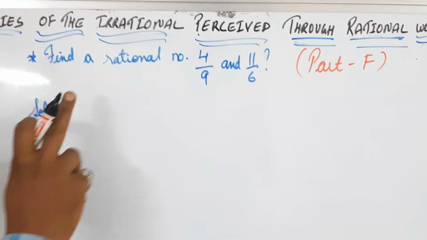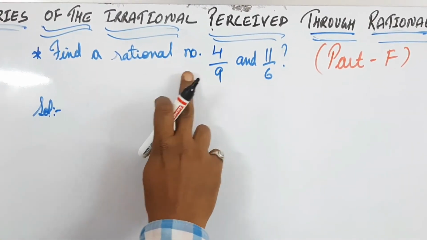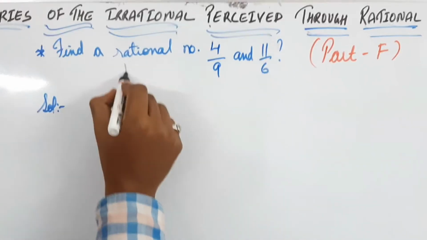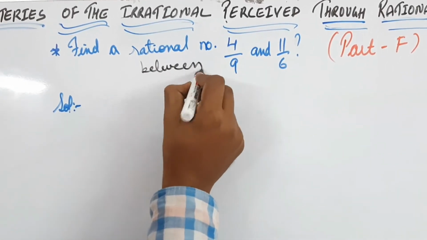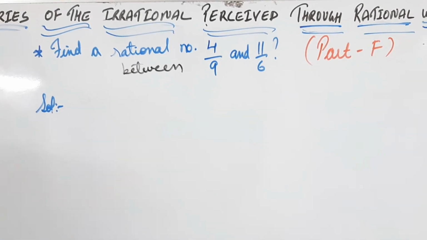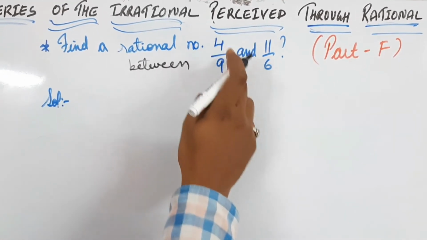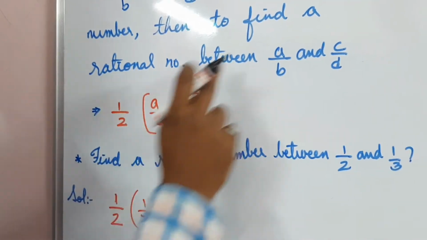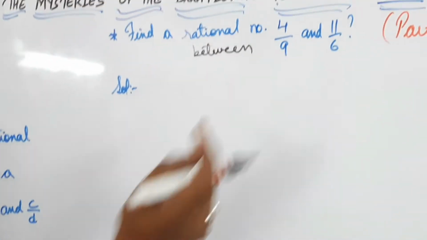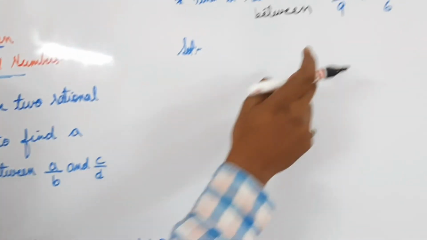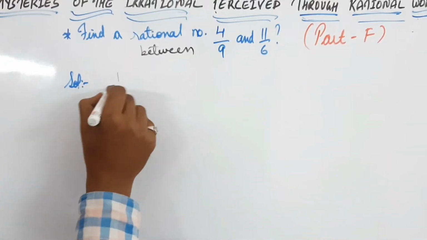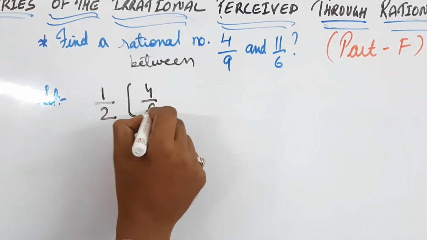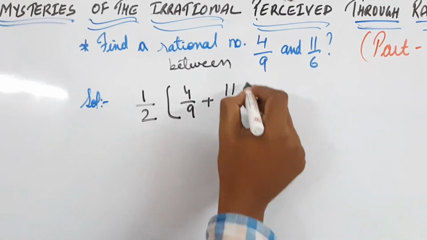Now students, the question is: find a rational number between 4 by 9 and 11 by 6. So A by B will become the first rational number, that is 4 by 9, and C by D will become 11 by 6. So what is the formula? Half of 4 by 9 plus 11 by 6.